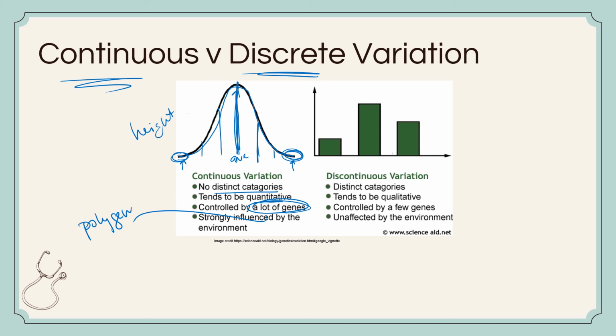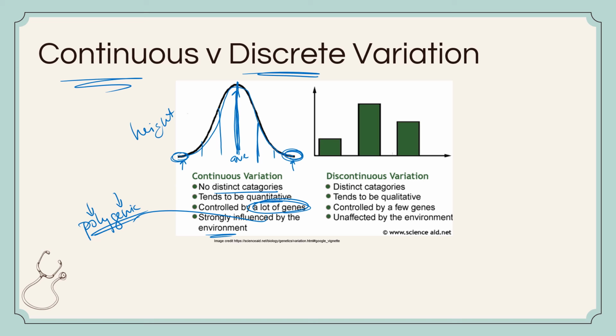This vocabulary, polygenic inheritance, literally means many genes contribute to this trait. These traits also tend to be super strongly influenced by the environment. Human height is not just a product of your genetics, but also is a product of your nutrition and your exercise regimen and lots of other things that are happening to you.